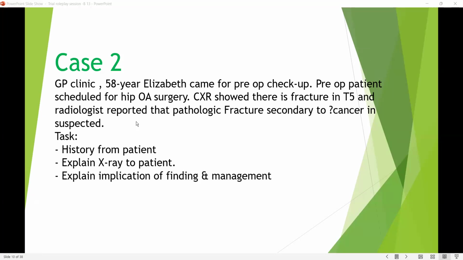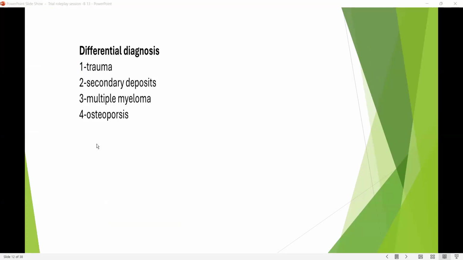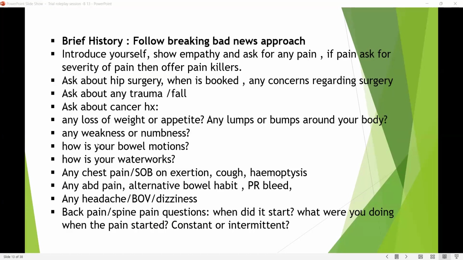So try to make a good rapport with your patient. You can say, just say one sentence, your surgery is booked or not. Do you have any concern regarding your surgery? Definitely, your patient will tell, no, doctor, I don't have any concern at this moment. Okay. But it's a good thing if you are just asking like those 1 to 2 sentences. So in this way, you can make a good rapport with your patient. Okay.